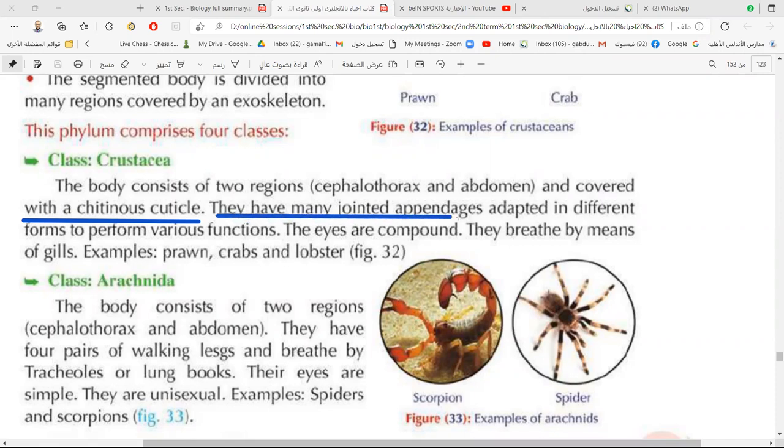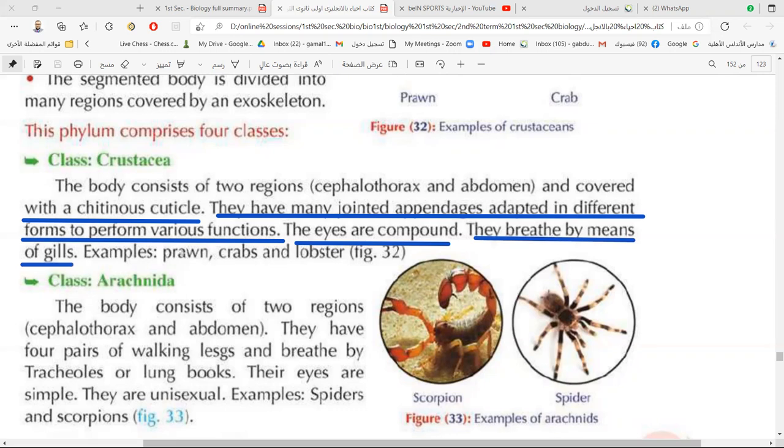They have many jointed appendages adapted in different forms to perform various functions. Their eyes are compound eyes, and they breathe by means of gills. They respire by gills, like fish. Examples are prawn, shrimp, crabs, and lobster. These are examples of class Crustacea, شعبة القشريات. Like prawn, الجمبري, crabs, الكابوريا, and lobster, also a type of shrimp.